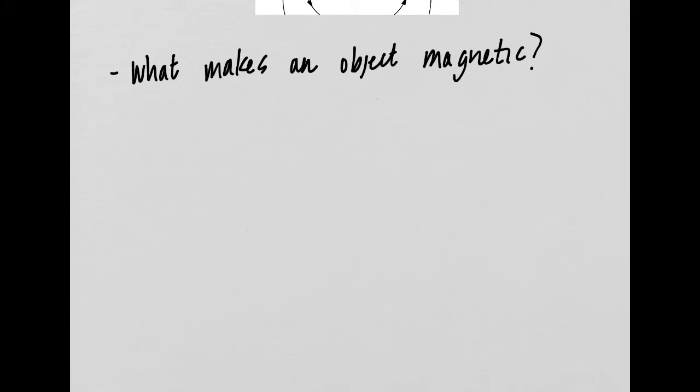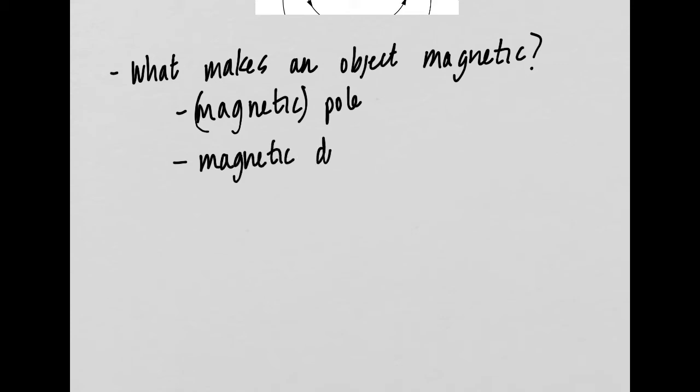Okay, so what makes an object magnetic? We're going to have to look at these concepts of magnetic poles. We need to understand what a magnetic pole is, or just a pole in general. It doesn't even have to be magnetic, but just a pole. We need to look at this concept of magnetic domains. And that's it. Those are the two things we're going to look at in order to explain what makes different objects magnetic. So first, what is a pole?